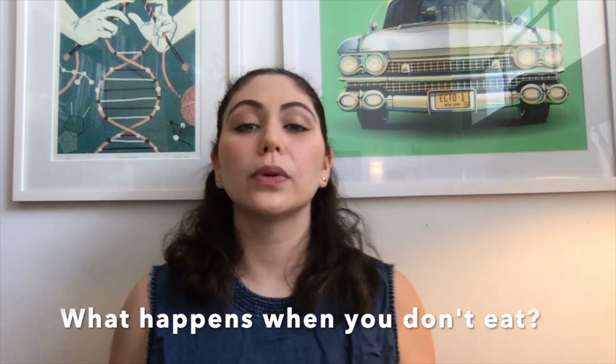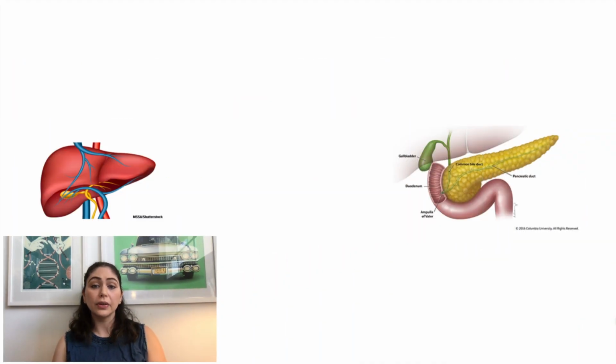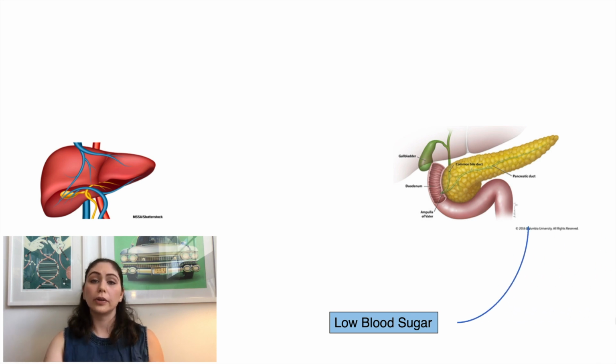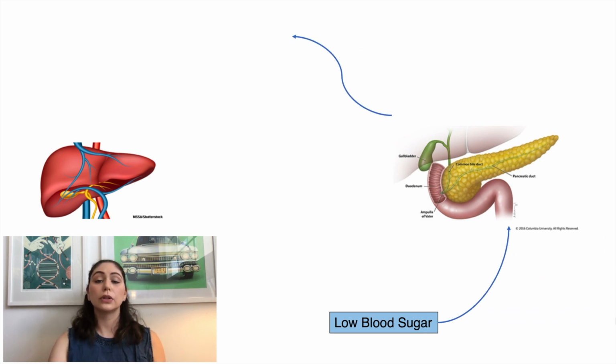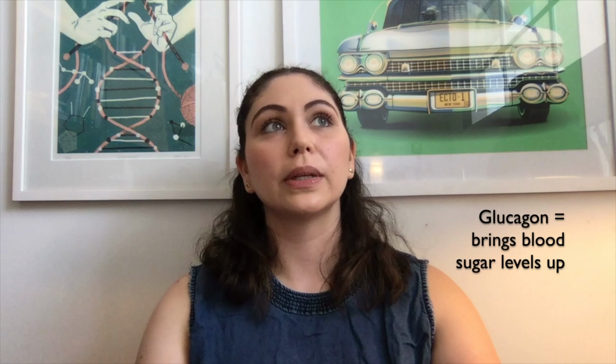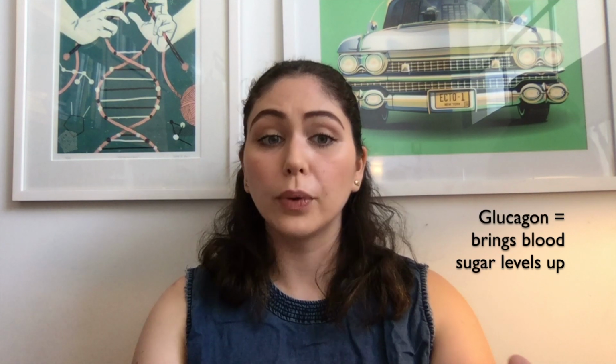So then what happens when you fast or don't eat? When you're fasting or when you're not eating, of course insulin levels are decreased because there's no glucose in the blood. And instead of reaching out to the beta cells, the alpha cells are called in by the pancreas and they produce glucagon, which has pretty much the opposite effect of insulin, and its goal is really to bring blood sugar levels up when they're low.